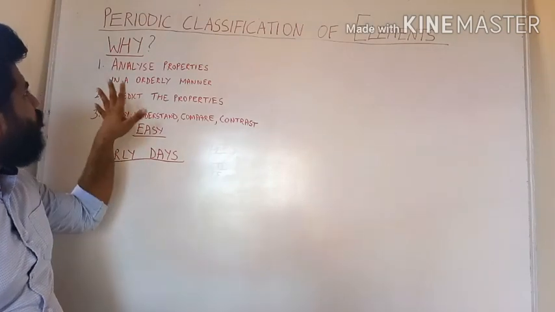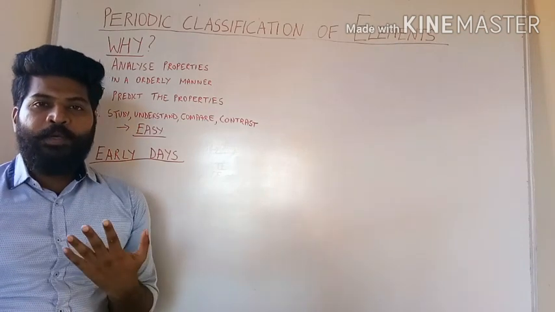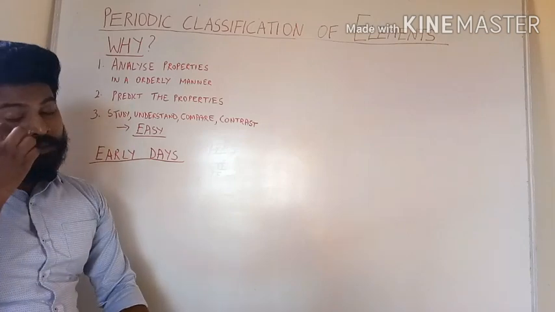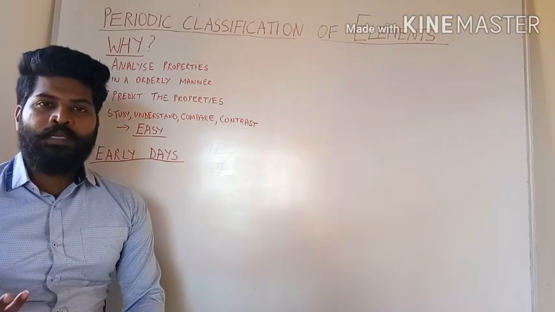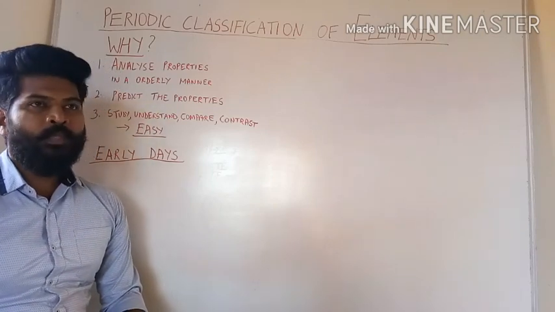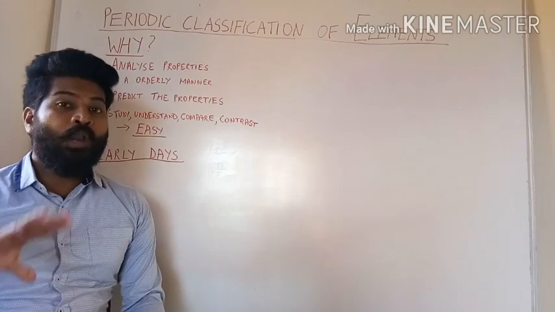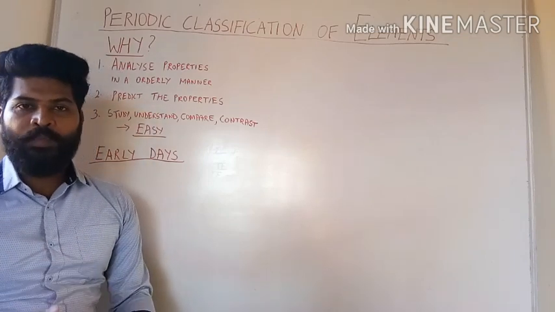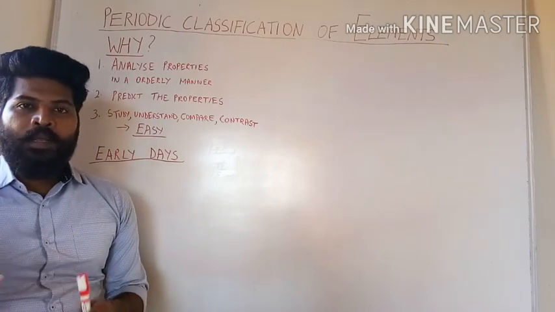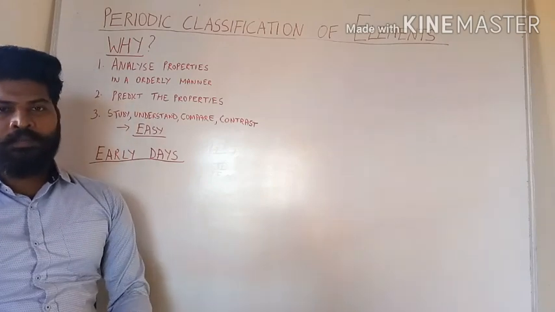Coming to the first topic of today, why is there a need to classify elements? Classification is mostly done on certain observable features. For example, in biology we classify all organisms into 5 kingdoms: Monera, Protista, Fungi, Plantae and Animalia, based on certain similarities and dissimilarities.